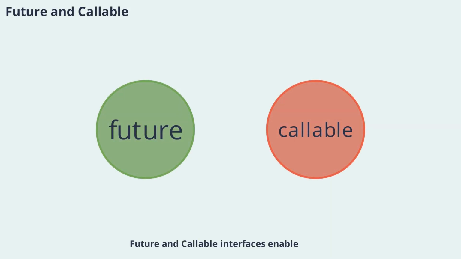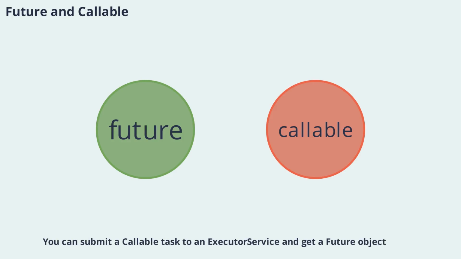Future and callable interfaces enable asynchronous task execution and result retrieval. You can submit a callable task to an executor service and get a future object. Calling future.get blocks until the task completes, allowing you to retrieve the result. This mechanism is useful for managing long-running tasks and coordinating their completion.